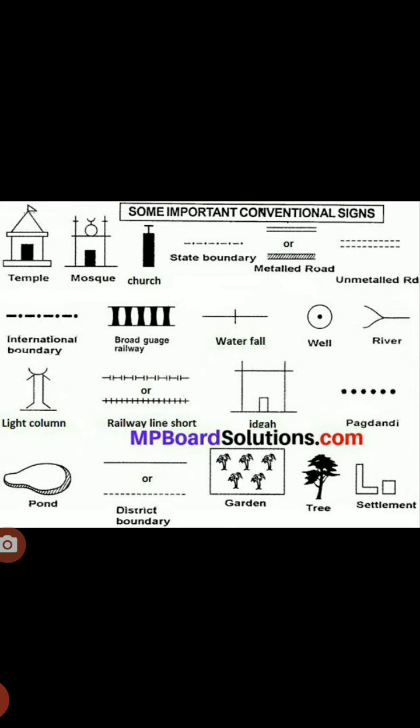Why are we using symbols? We know that maps are too small for us to draw pictures. We cannot draw the real school, the real bus stand, or the real house on the map. So to avoid this, we use these symbols.